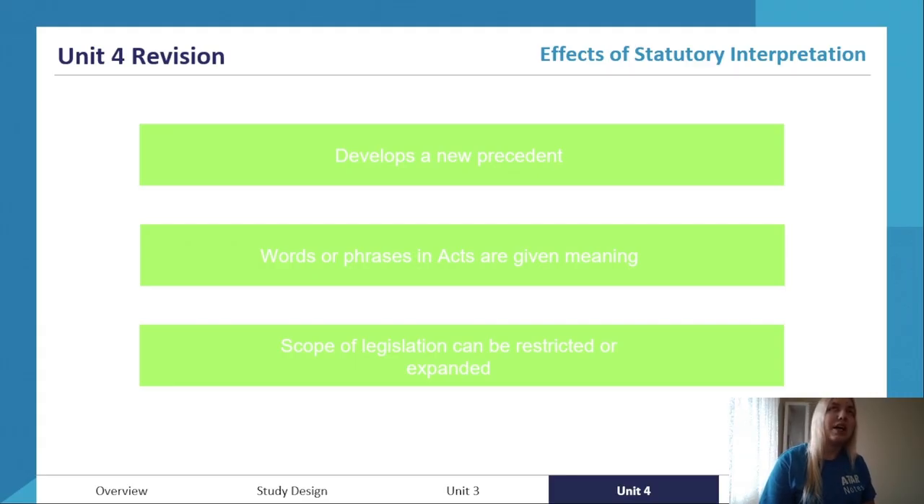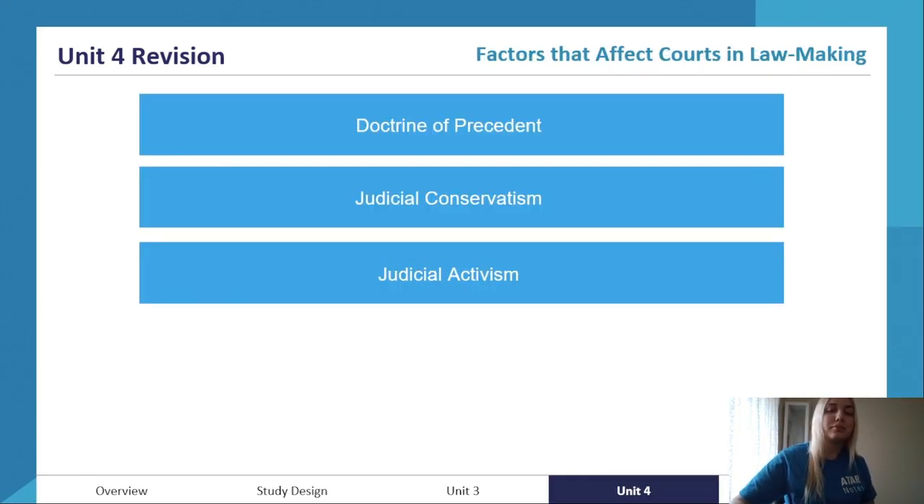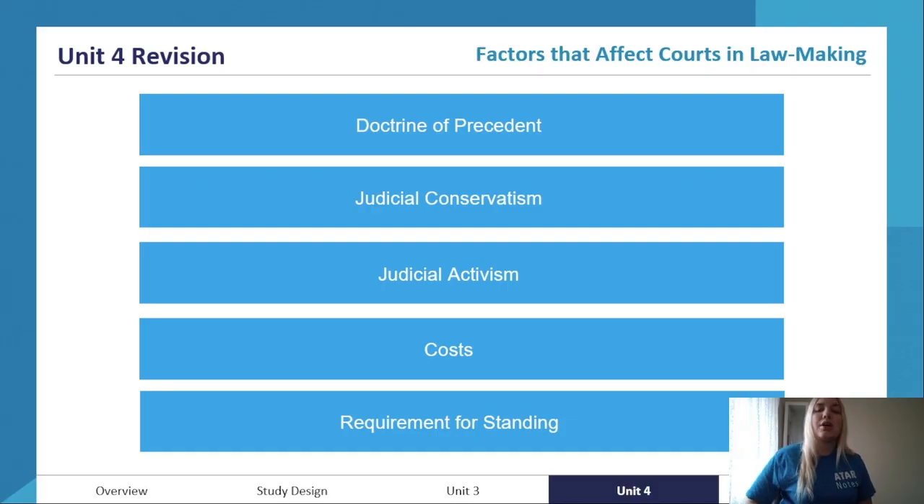So, do we have a judge that's an activist and is going to expand the scope of the legislation to make it better? Or do we have a judge that thinks it's the role of Parliament to make laws and they will restrict the scope of legislation, saying it's not up to them to expand that legislation? So you need to be able to explain and give examples for these reasons, in-depth explanation. So then we look at those factors that affect courts and lawmaking, including statutory interpretation.